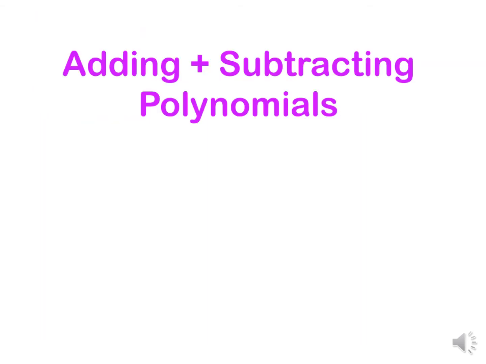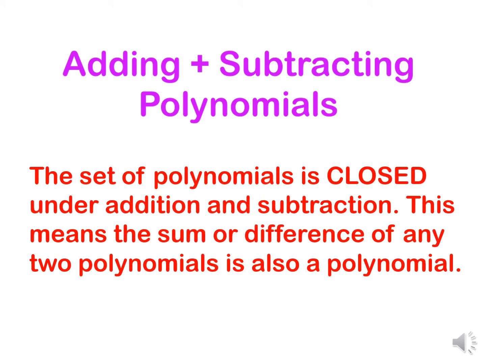Now we're going to talk about adding and subtracting polynomials. A lot of this seems like review, but it's applying itself to polynomials. So the set of polynomials is closed under addition and subtraction. That means the sum or difference of any 2 polynomials is also a polynomial.